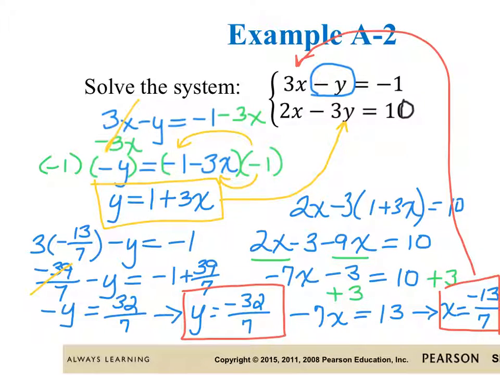And at this point, I would suggest that you use your calculator and the second equation and see if 2 times negative 13 over 7 minus 3 times negative 32 over 7 is 10. And I believe if you check that that is the case.